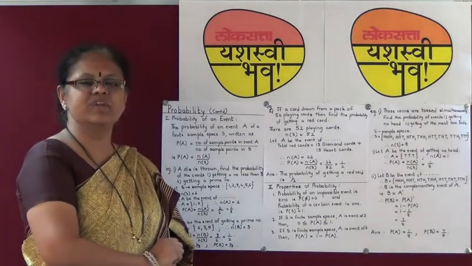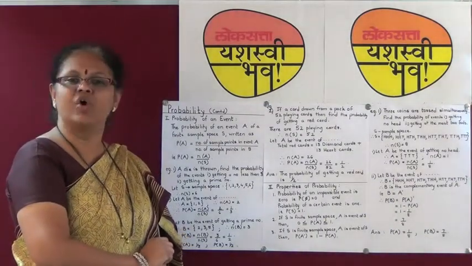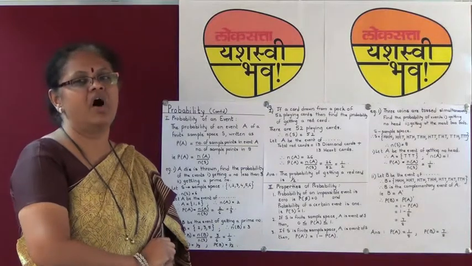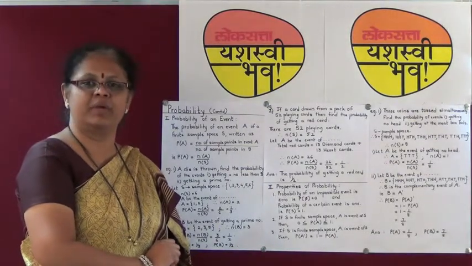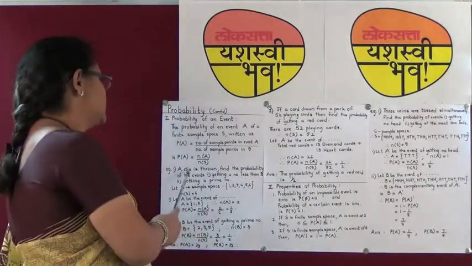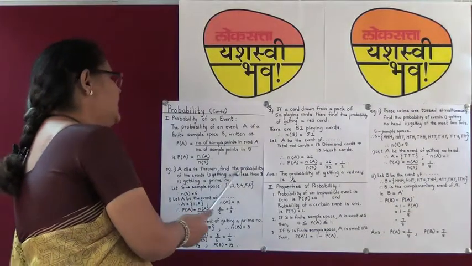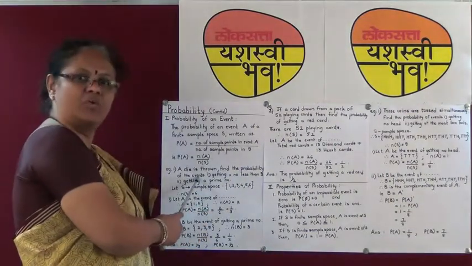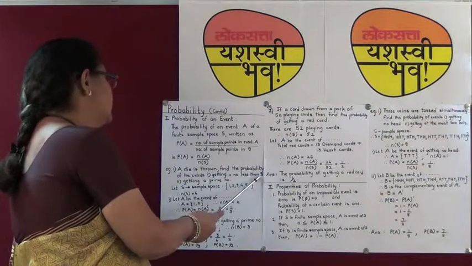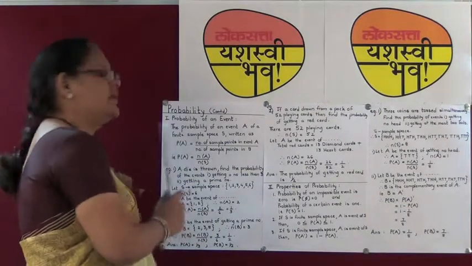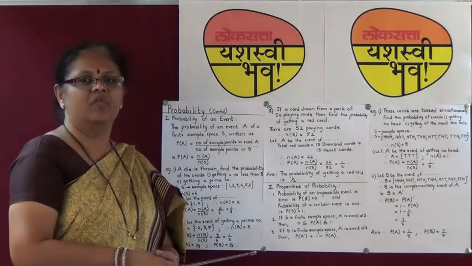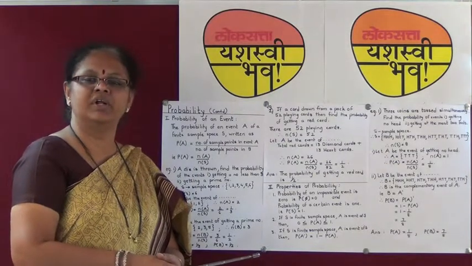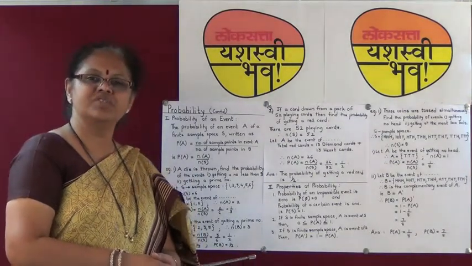You will understand this when we consider one example, and you will also know the method of how to solve the sum related to probability. The sum says, a die is thrown. Find the probability of the events: 1. Getting a number less than 3 and 2. Getting a prime number.